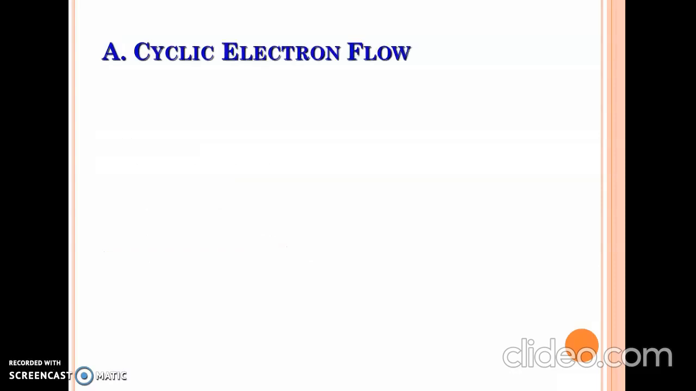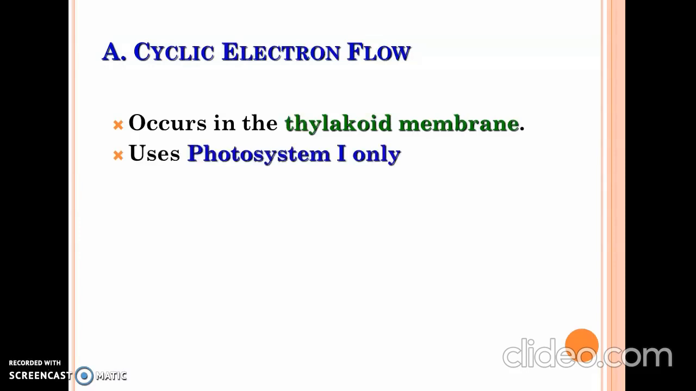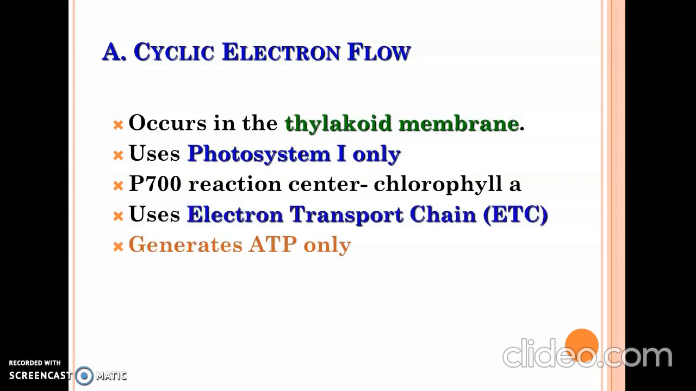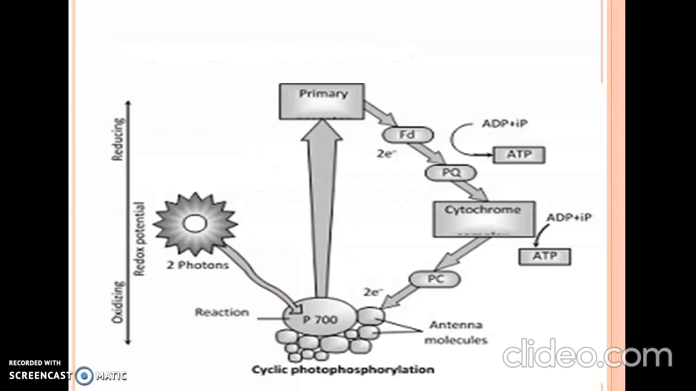Right. So coming to the cyclic electron flow. This cyclic electron flow, or cyclic photophosphorylation, takes place in the thylakoid membrane. It only uses photosystem 1, that is the P700 reaction center. Here only ATP is produced and NADPH is not produced. This is the overall schematic presentation of cyclic photophosphorylation.